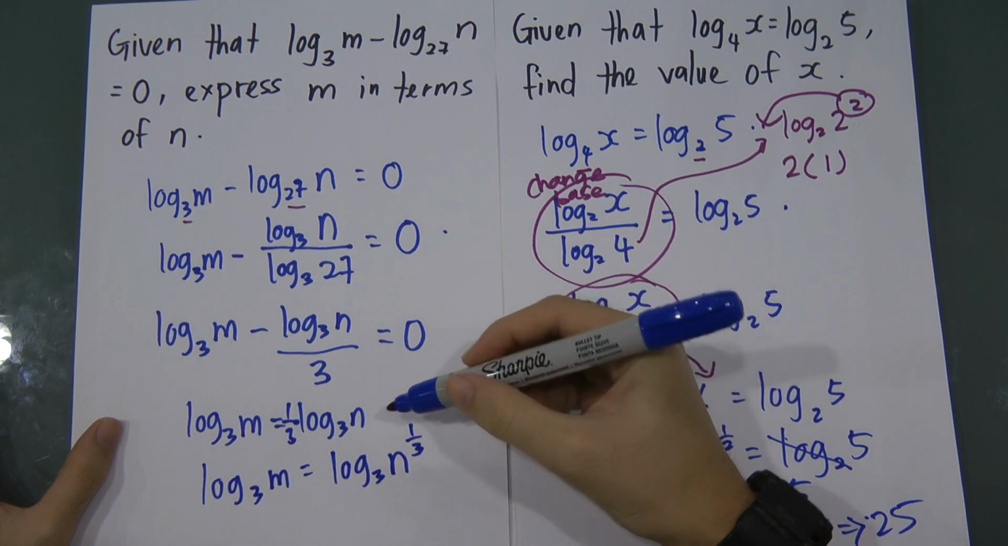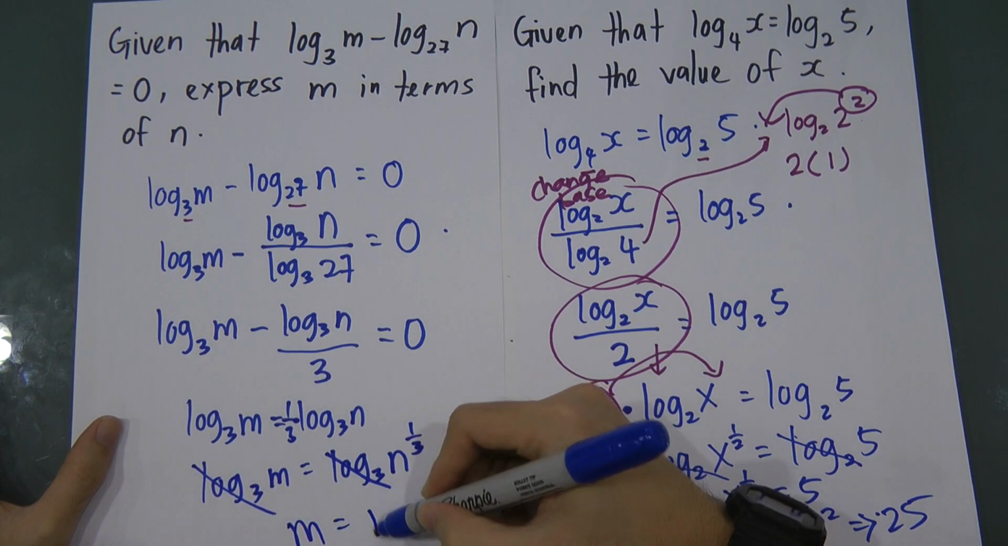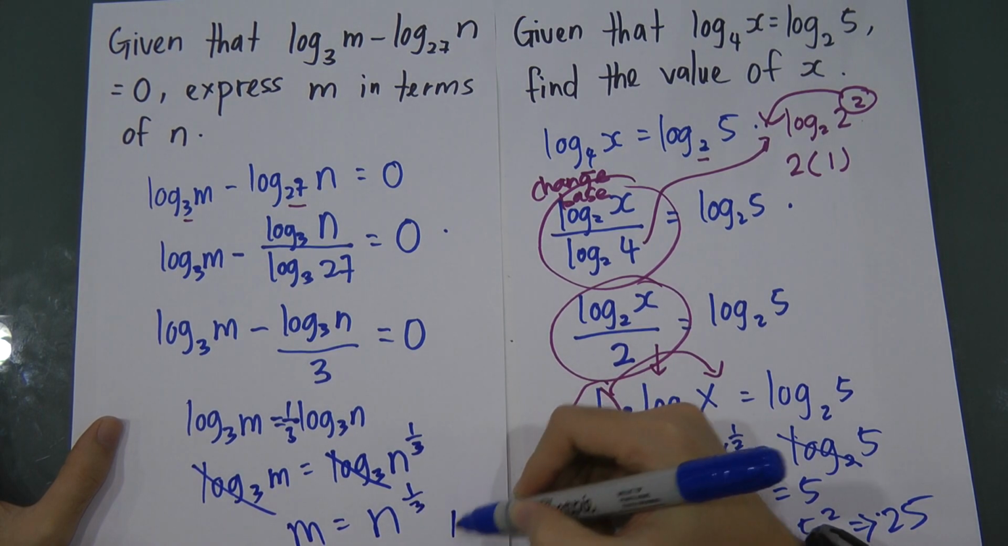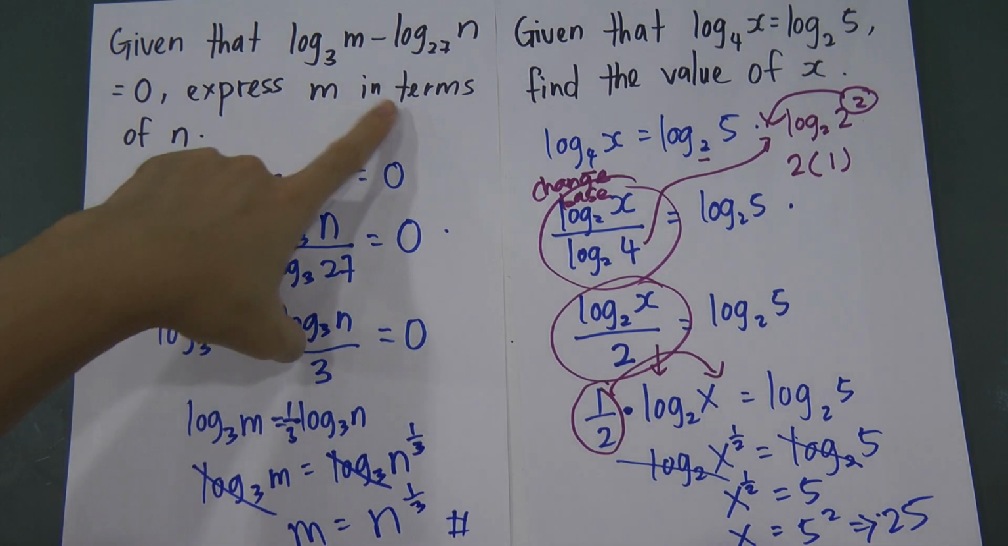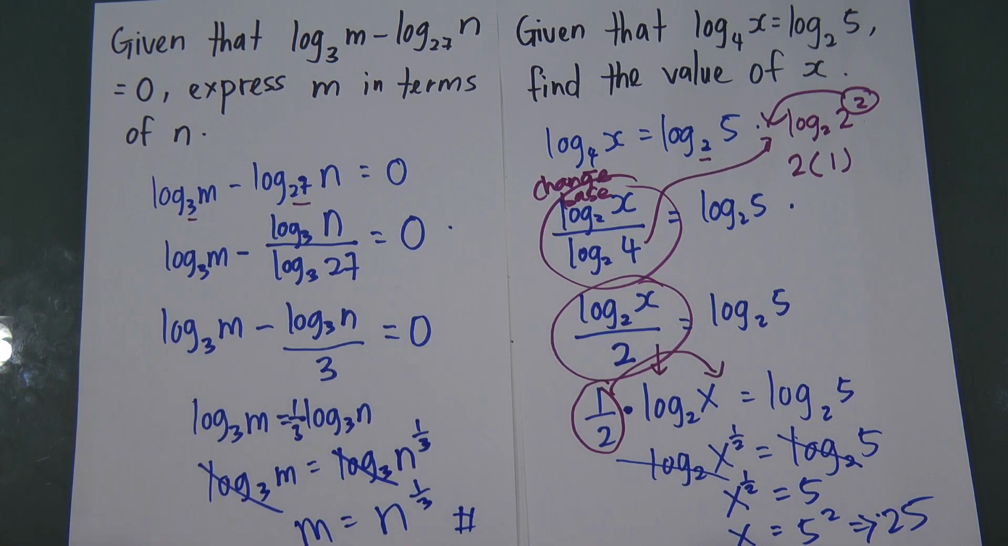And then both sides only have log 3, right? I can simplify. So m equals n to the power of 1 over 3. I'm done. This one is m in terms of n. M in terms of n. Alright, simple.